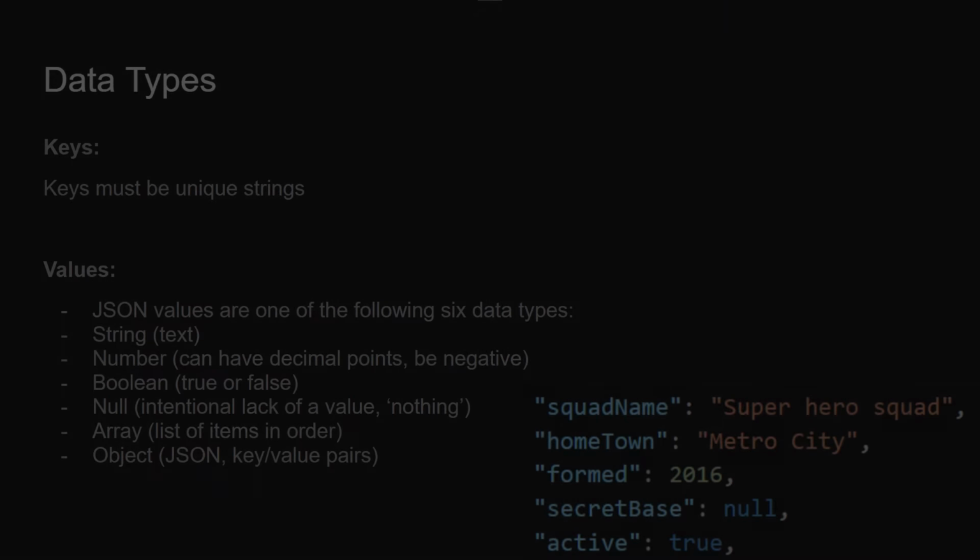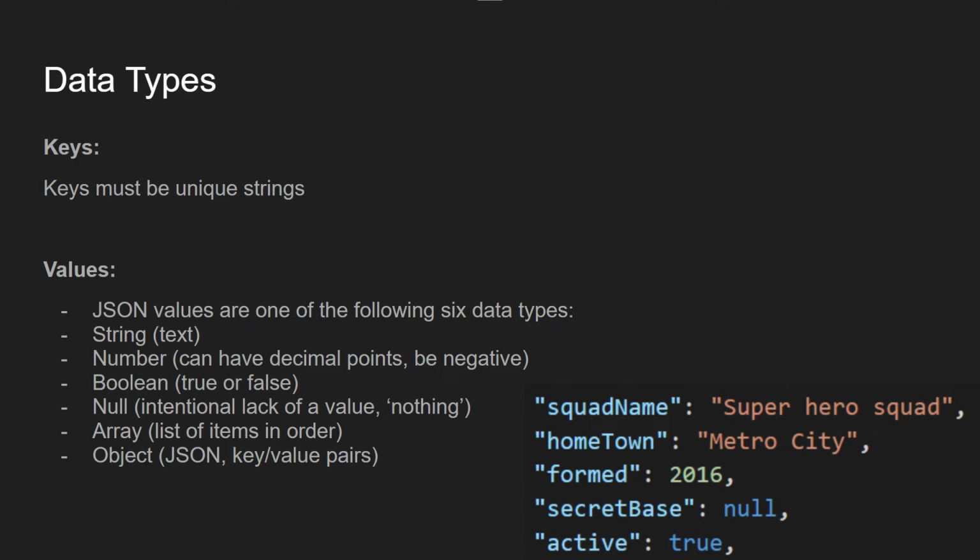Keys must be unique strings. A string is a list of characters such as ABC, 1, 2, 3, in quotes. You can't have two keys that are both identical, as they're unique identifiers.